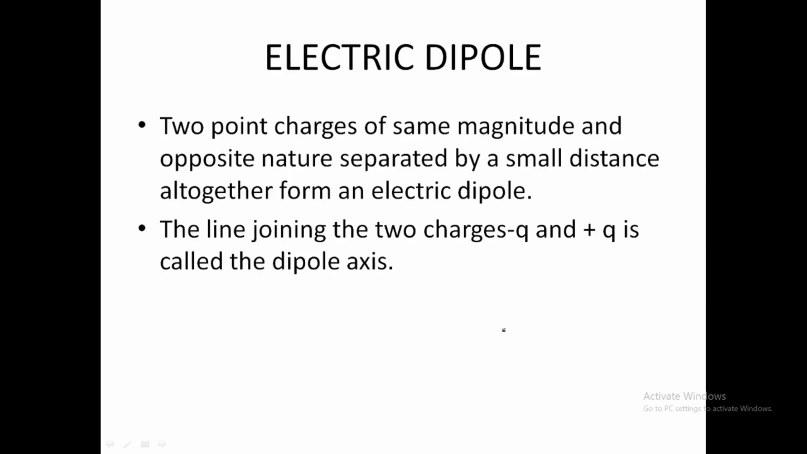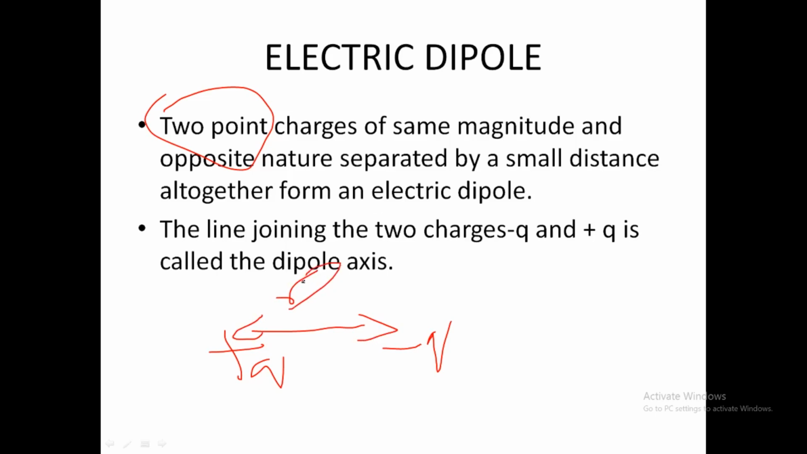Next topic, next one is electric dipole. Electric dipole is nothing but two point charges, a positive charge and a negative charge, both separated by a distance r or l or d. It doesn't matter, it is separated by a certain distance. The line joining the two charges is known as the dipole axis. It's a second term which you have to know to answer theoretical type of questions. Dipole axis.